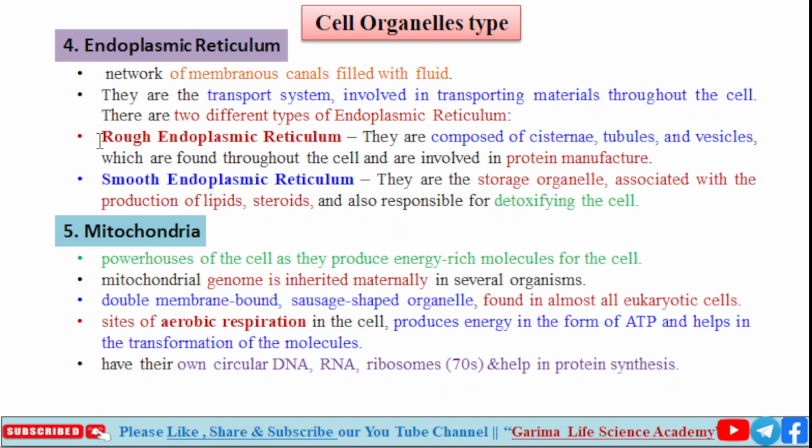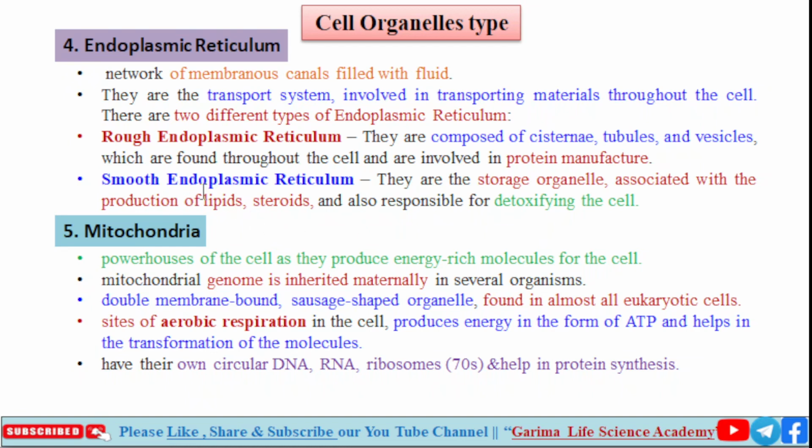First is rough endoplasmic reticulum. It is composed of cisternae, tubules and vesicles, which are found throughout the cell and are involved in protein manufacture. So rough endoplasmic reticulum is involved in protein synthesis.